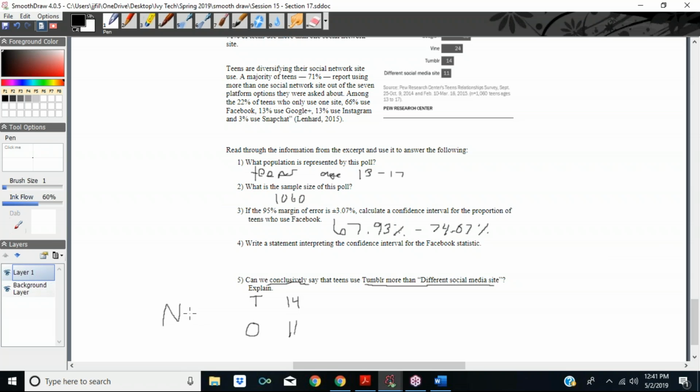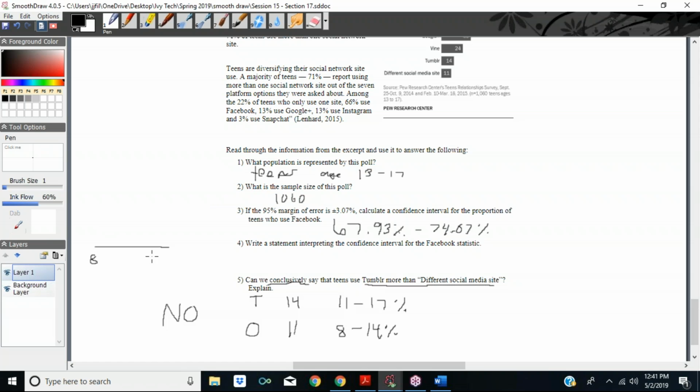And the answer is no, we cannot. Because if you think about the range here, I'm just going to add and subtract 3% rather than the 3.07. This goes from 11 to 17%. This one goes from 8 to 14%. So see how they overlap?